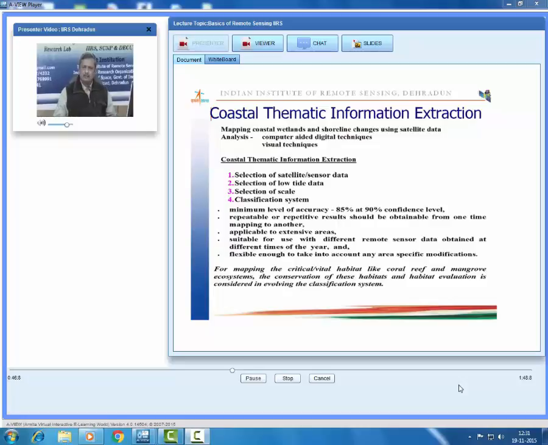And that same classification system should be applicable to extensive areas, all the areas. You should apply this in the area, and it should give a repeatable result from one time mapping to another. So there should not be any change in the result at different times, if you use the same method in different parts. So that also you should keep in mind.